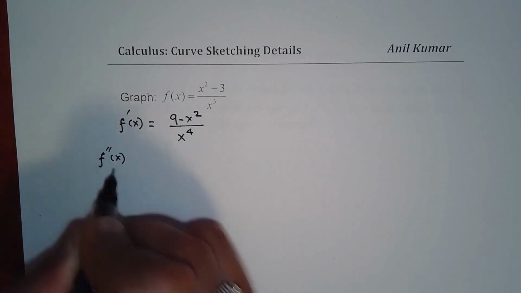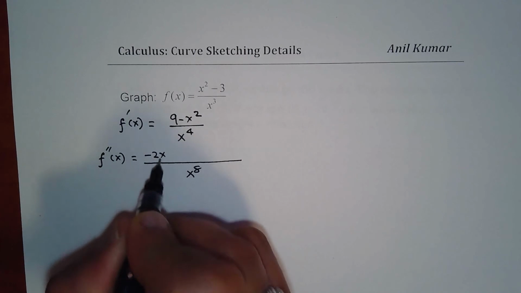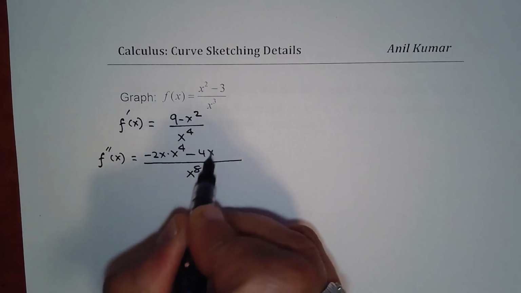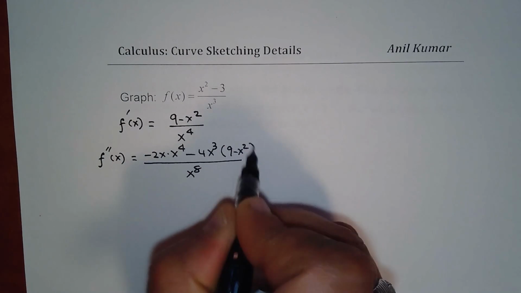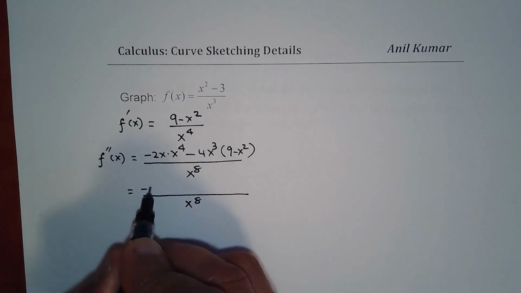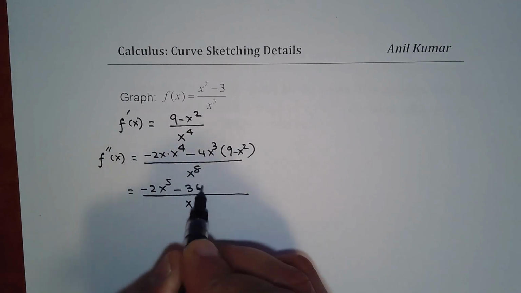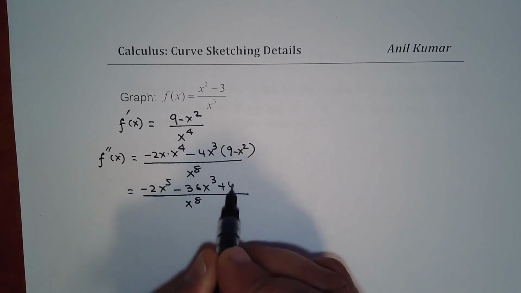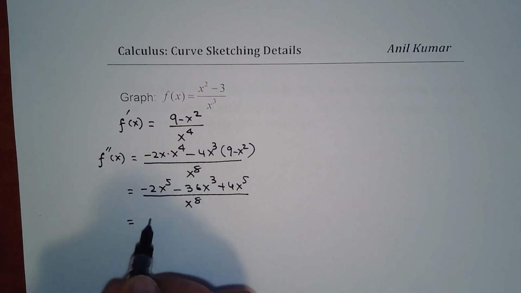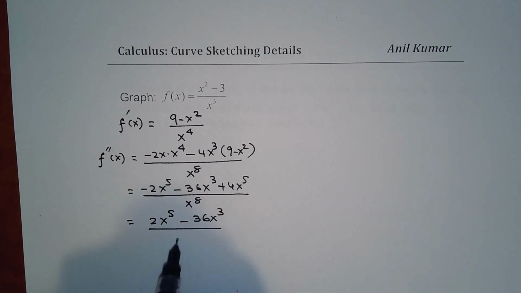Again, apply the quotient rule to find the second derivative. We get x to the power of 8 in the denominator, and the numerator is the derivative of the numerator, minus 2x, times x to the power of 4, minus the derivative of the denominator, 4x cubed, times 9 minus x squared. Now let's simplify the numerator. We get minus 2 x to the power of 5. Now let's open this. We have minus 36 x cubed and plus 4 x to the power of 5. Now x to the power of 5 terms can be combined. So we get 2x to the power of 5 minus 36x cubed over x to the power of 8.